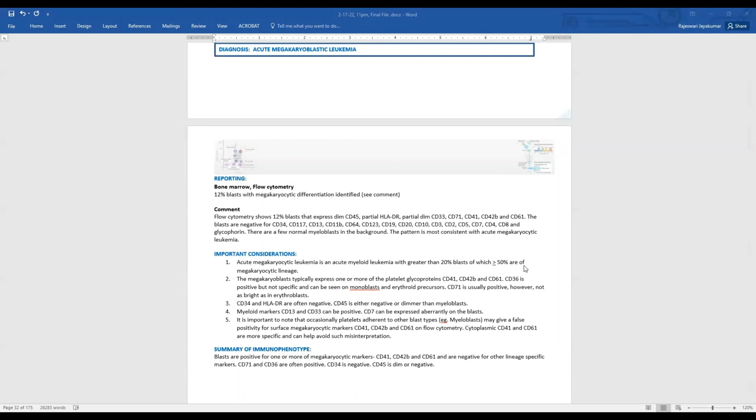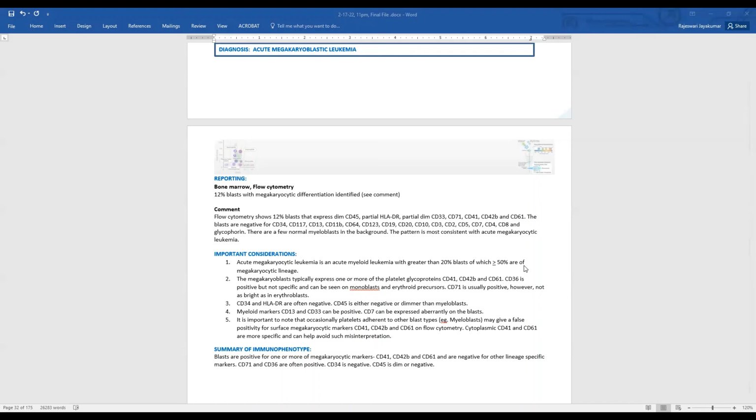One thing you have to remember is that sometimes platelets can stick onto other blasts. For example, they can sit on myeloblasts or lymphoblasts. And when you do flow, they can mimic a megakaryoblast, like being positive for 41 and 61, because platelets are positive for those markers as well, right? But to avoid that, some labs use cytoplasmic 41 and 61 to get more specific positivity only on the megakaryoblast. So you can do that.